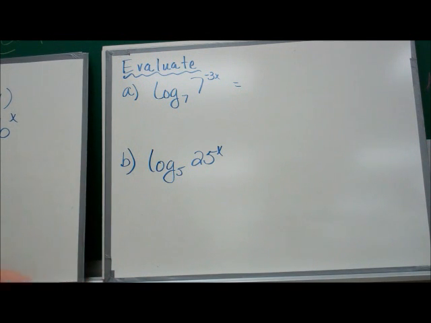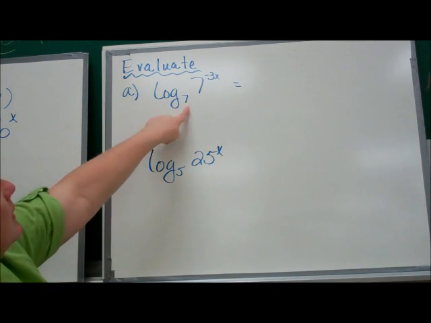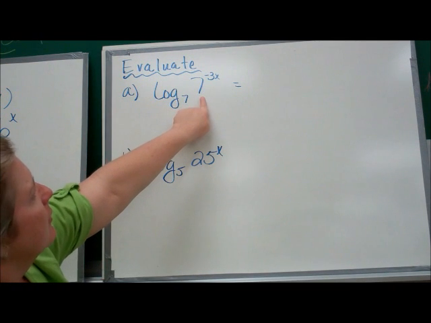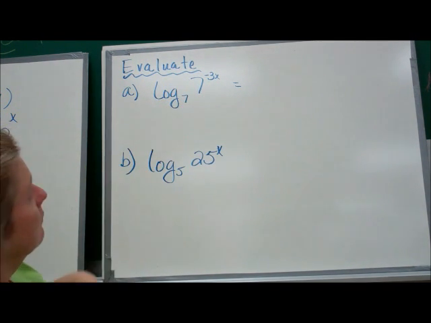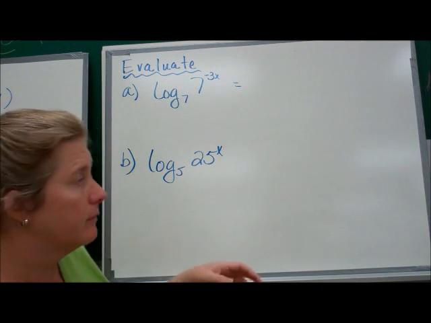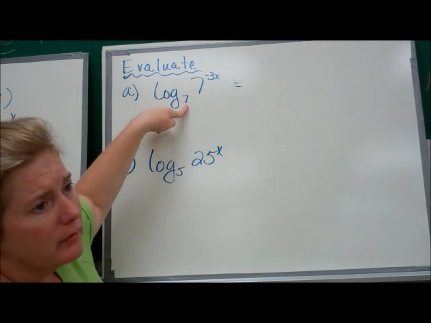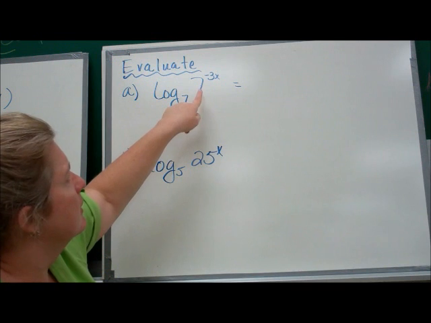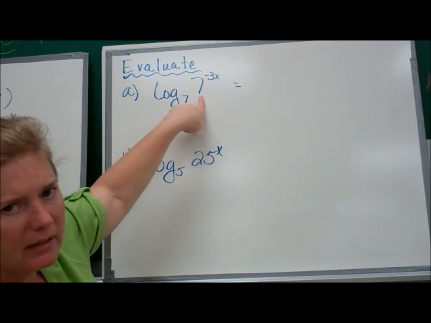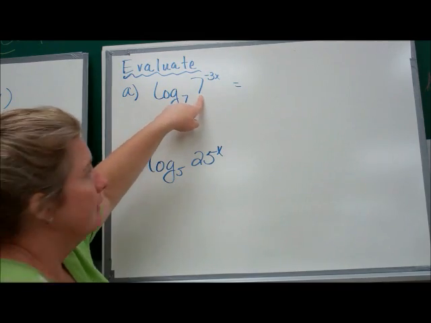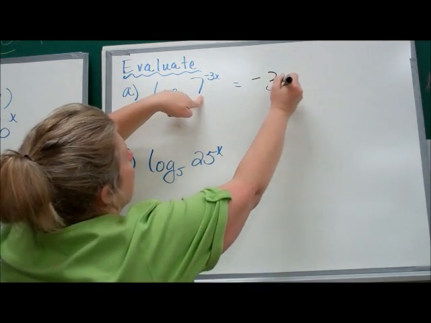For example, evaluate log base 7 of 7 to the negative 3x power. Okay. Ask yourself that question. What power of 7 is 7 to the negative 3x power? Oh, I just said it, didn't I? It's kind of redundant. The negative 3x is your answer.